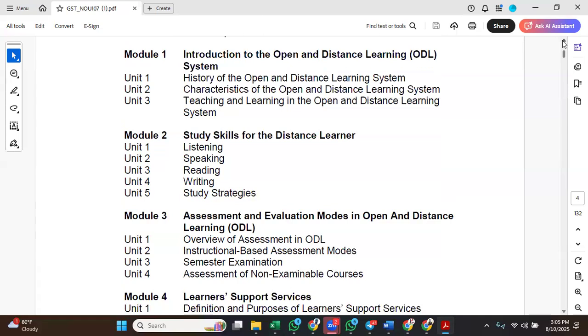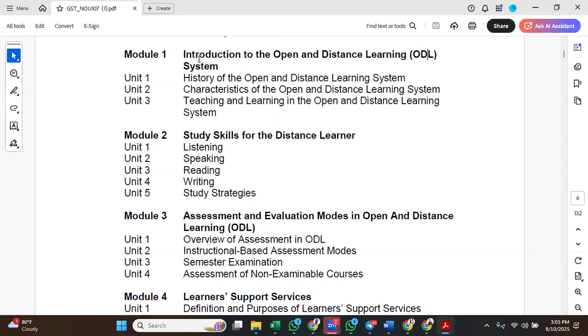In Module 1, all we'll be doing is introduction to open and distance learning, which we abbreviate to ODL, in case you are asked this abbreviation in your exam. In fact, this is not something you should cram for the exam. It's what you should know because you are in the open and distance learning system. ODL is what you should know even if they wake you up from sleep. What is the meaning of ODL? Open and distance learning. That is the meaning of ODL.